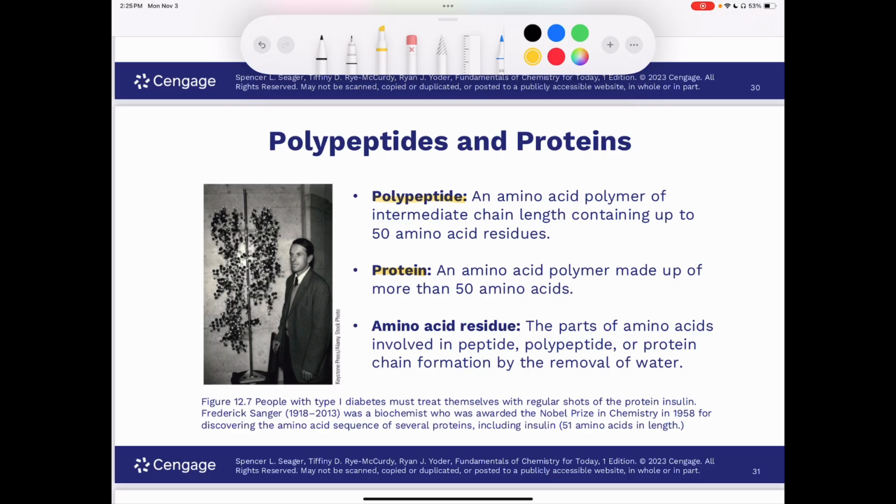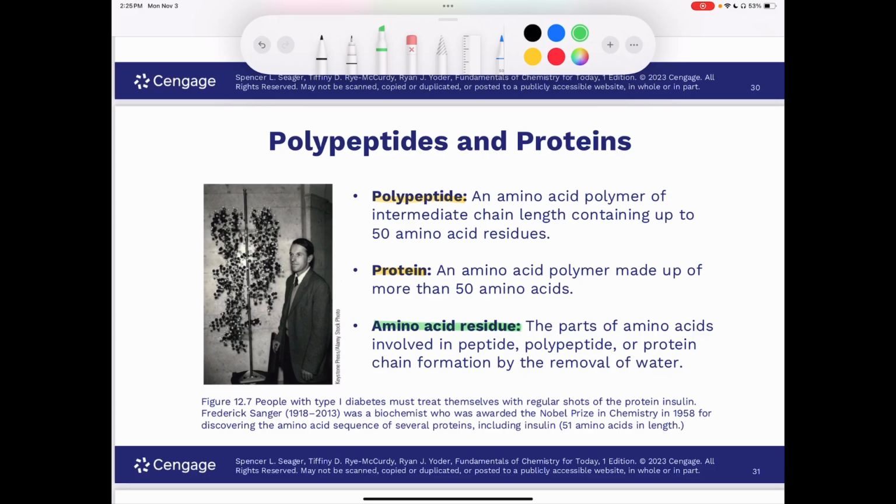Now, if we look at the structure of a protein, let's imagine we have a protein that has 100 amino acids linked together in it. Let's say it's alanine, glycine, threonine, tryptophan, glycine, isoleucine, et cetera, et cetera. Okay. Well, when a scientist talks about an amino acid residue, they mean the parts of amino acids involved in the peptide or a polypeptide or protein chain formed by the removal of water.